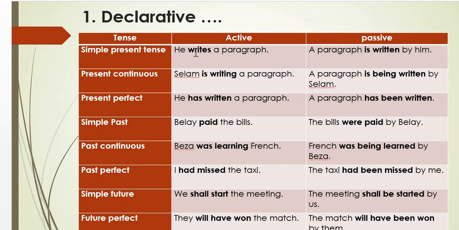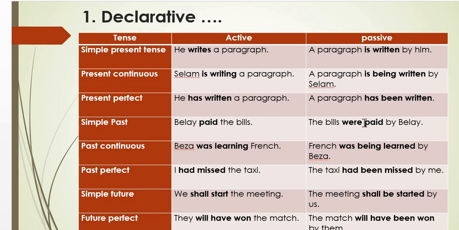Depending on the verb itself, we use the past participle form of a given verb. Sometimes we have irregular verbs, write, wrote, written. For most English verbs, we add the ed form or d. The second one is present continuous tense, is writing, changed into passive, is being written. Present perfect tense, has written, has been written.